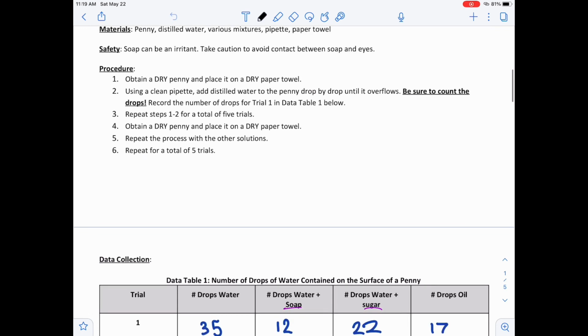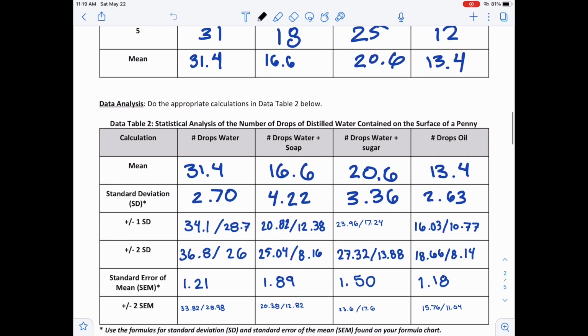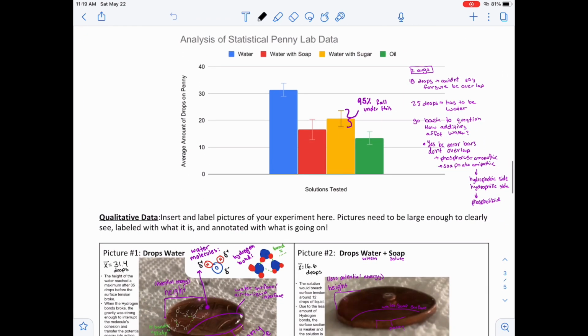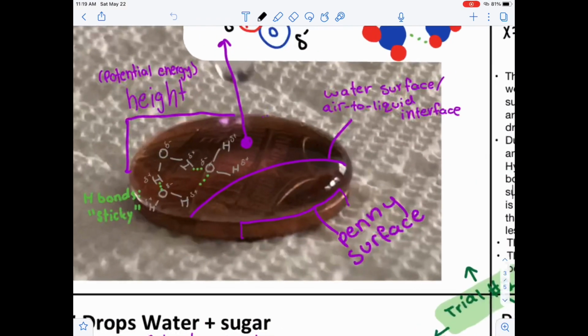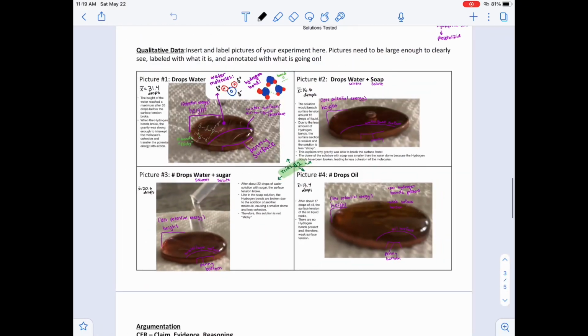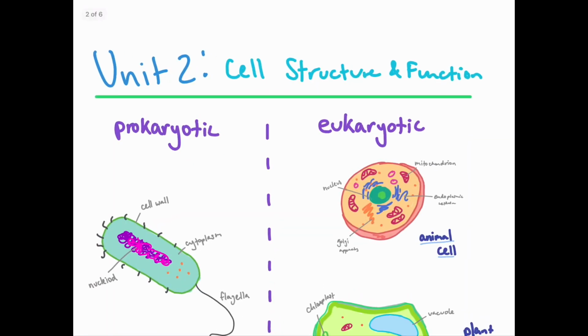This lab focuses on testing whether adding other molecules to a water solution would increase the surface tension of the liquid. The additives only weaken the intramolecular forces between molecules, weakening the cohesion. Overall, the abundance of hydrogen bonds is what allows the amount of liquid to drop on the penny without breaking surface tension. Unit 2, Cell Structure and Function.